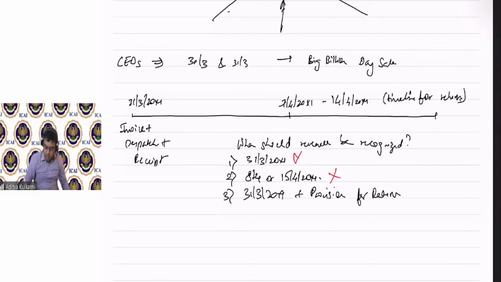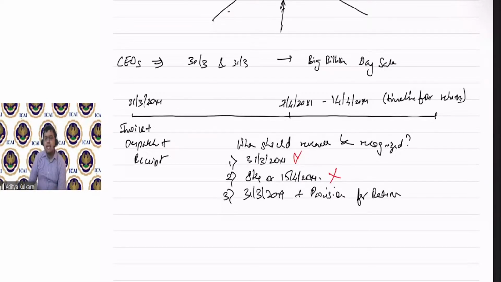The last one was 31st March X1 plus provision for return. This is partially correct. I won't say this is totally wrong. There is some truth in this. What he is saying is that on 31st March 20X1, we book the revenue, and along with the revenue, we shall also book a provision for return.